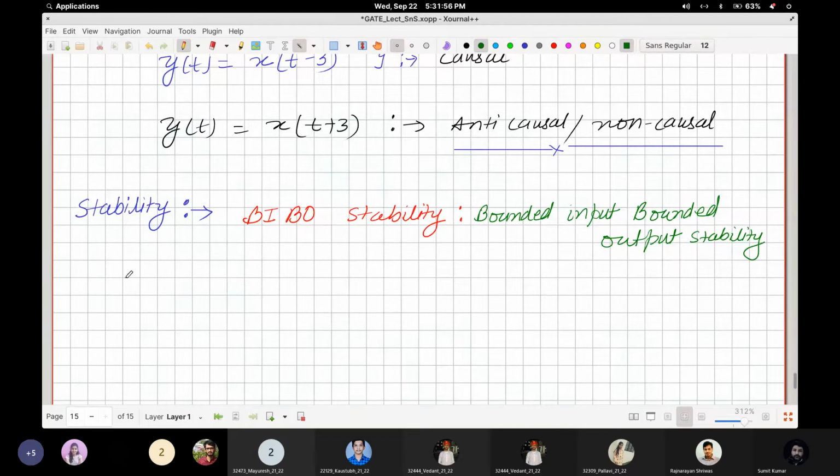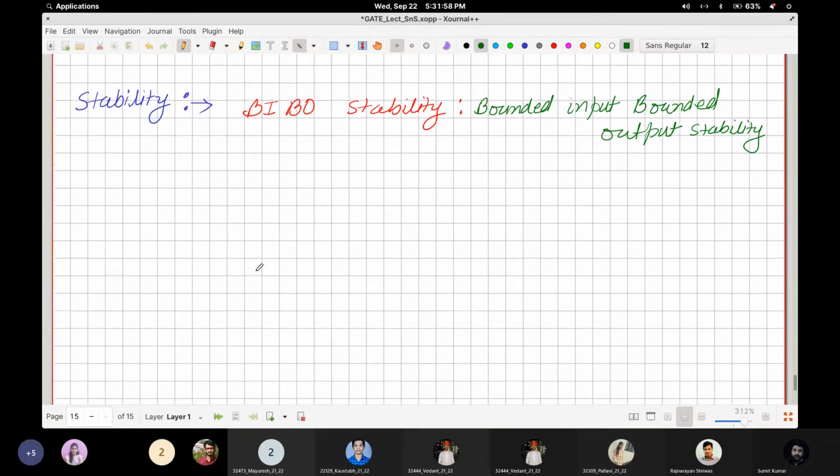Okay. And what is the meaning of bounded? Can somebody tell me what is the meaning of bounded? Somebody please tell me, do you understand what is the meaning of bounded? Hello?